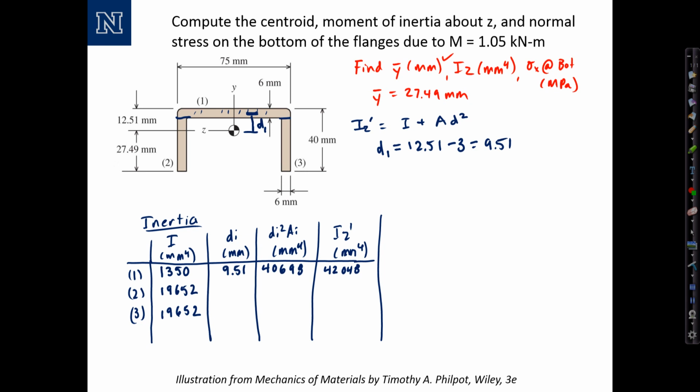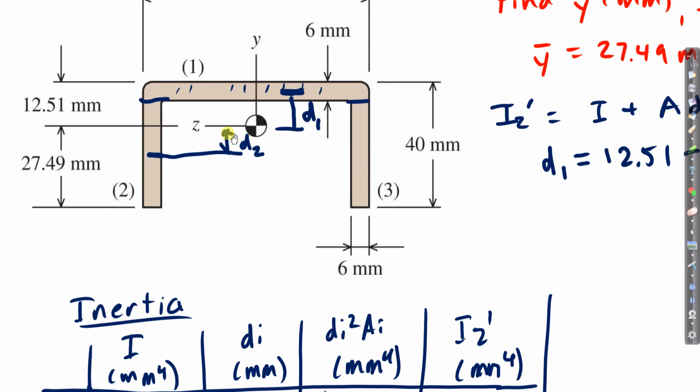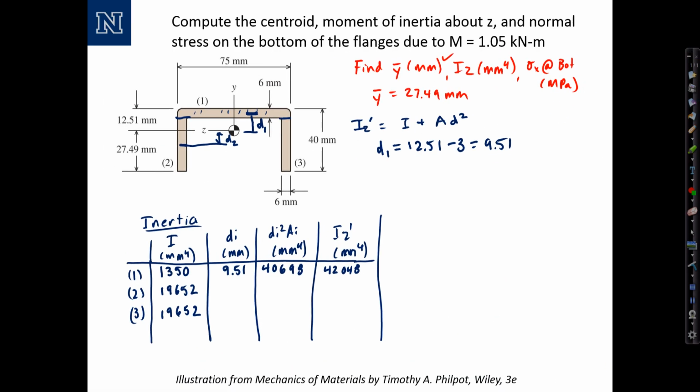d sub i, or d2, is the distance from the overall centroid to the centroid of this section. So I sketch d2 with something like that, this distance between those two axes. d2 is equal to 27.49, the distance from the bottom reference axis, minus the distance of 17 up to the centroid of section 2, which is 10.49. So that's the same for both 2 and 3.